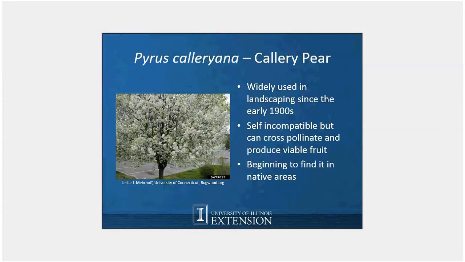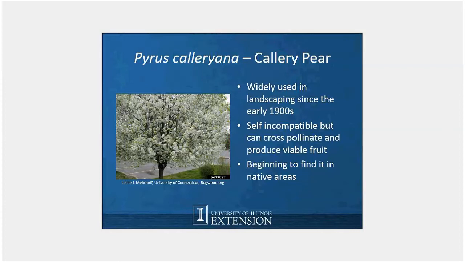And we're like, this is great because it's not self-compatible. It won't do seed set. Well, we kind of discovered that it is self-incompatible, which means it cannot self-pollinate to create fruit, but it can cross-pollinate with other pears. And so all of a sudden we were starting to see pears that were producing fruit that should not have been able to produce fruit before. And we're starting to see them in native areas.